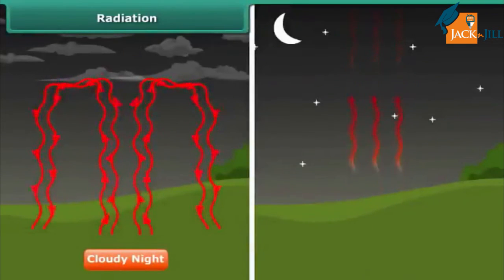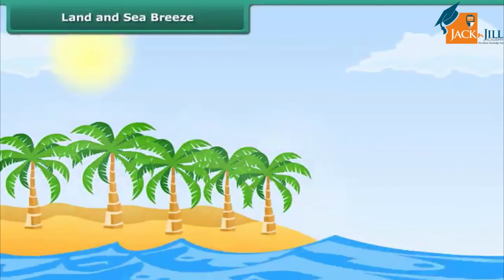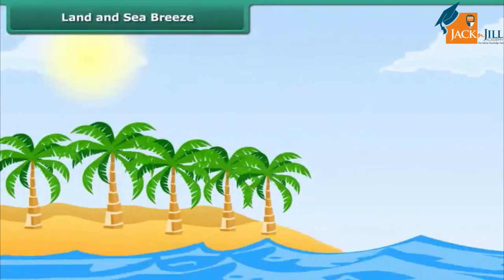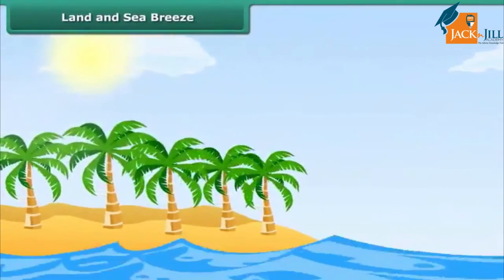A cloudy night is hotter than a clear night. When the sky is clear, the heat radiation goes into the atmosphere, but due to the presence of clouds in the sky, these thermal radiations are reflected back to the earth and one feels warmer. Breeze is caused due to difference in heating. Let us see the cause for land breeze and sea breeze.